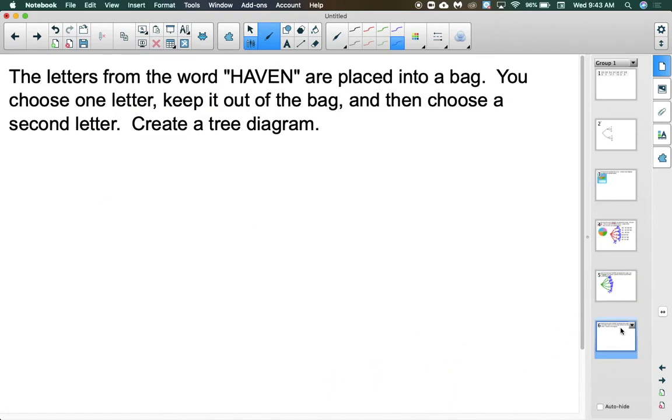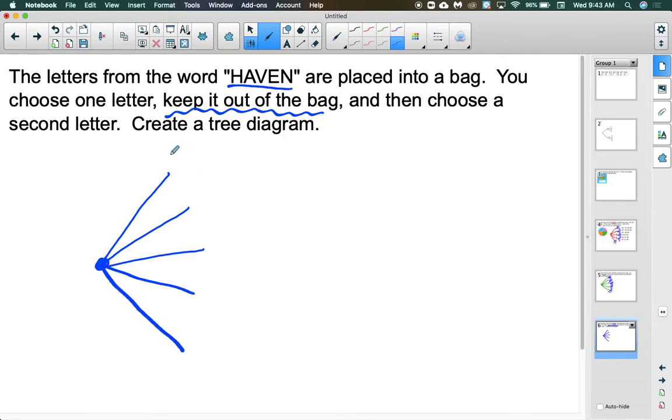The last tree diagram is almost the same as the second one, but we have a variation here. This time we pick the letters from the word haven, and whatever letter we get, we keep it out of the bag. So maybe I pick the letter H and I keep it out, and then I choose a second letter. So that's going to affect our second pick here. That's why this one's really interesting to see. I want to show you this one, and then we're finished. My first pick, I can get any letter in the bag, H-A-V-E-N. Then remember, whatever my first pick is, I keep it out of the bag. So my second pick is without that first letter. So this one we really have to pay attention.